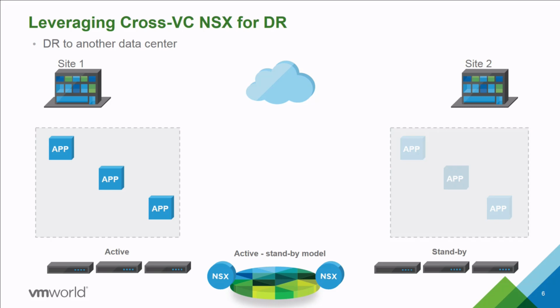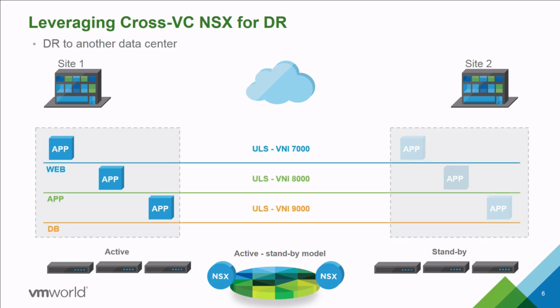You have Site 1 and Site 2, and with a feature called Cross vCenter NSX, I can basically deploy universal networks across vCenter domains across sites. And typically, customers who have multiple sites will have multiple vCenters, a vCenter at each site. So Cross vCenter NSX allows us to deploy these universal networks across vCenter domains and across sites.